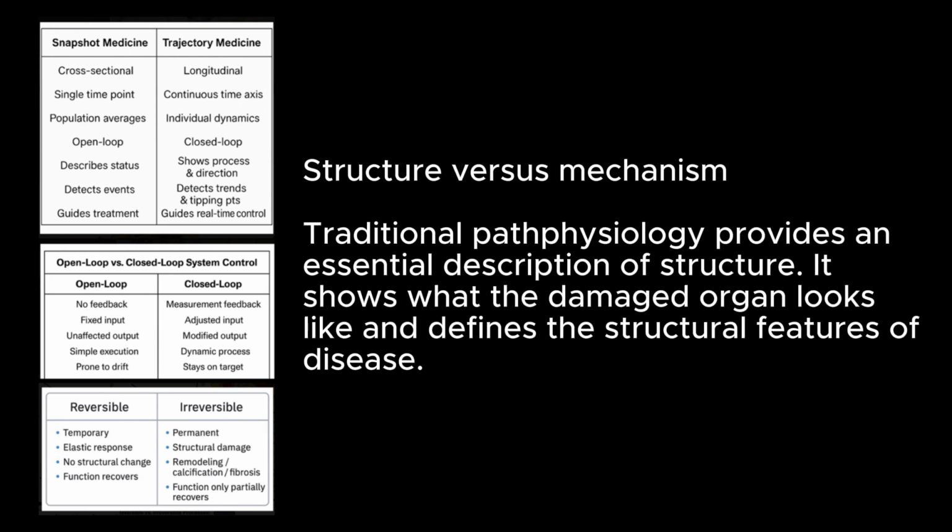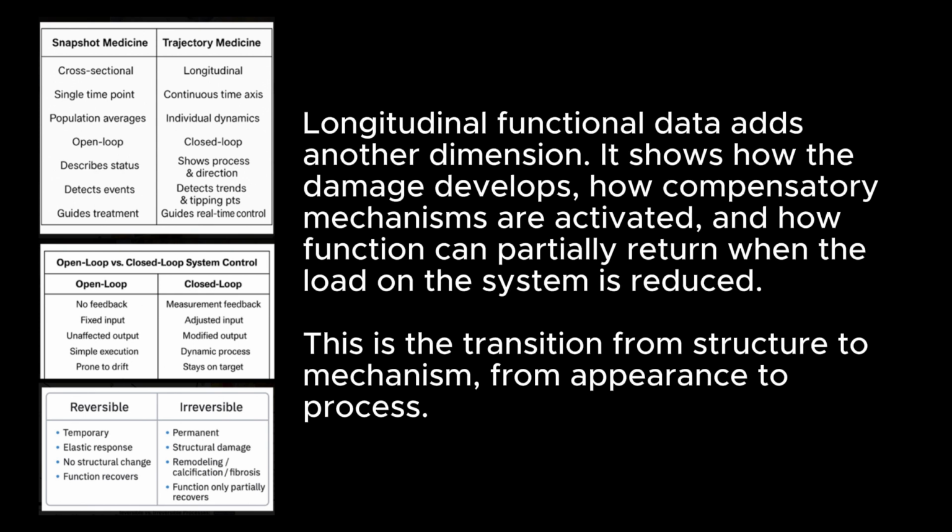Structure versus mechanism. Traditional pathophysiology provides an essential description of structure. It shows what the damaged organ looks like and defines the structural features of disease. Longitudinal functional data adds another dimension. It shows how the damage develops, how compensatory mechanisms are activated, and how function can partially return when the load on the system is reduced. This is the transition from structure to mechanism, from appearance to process.